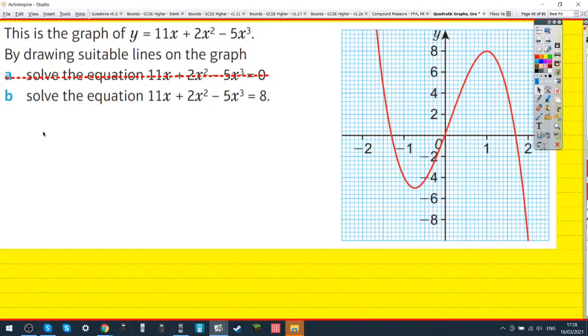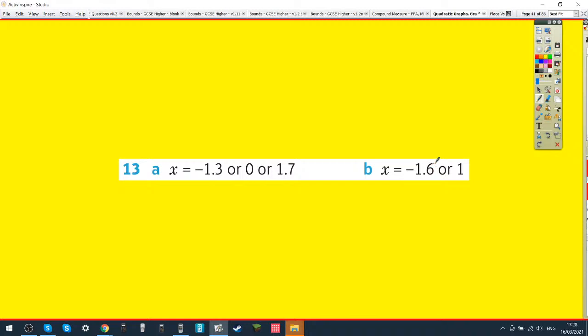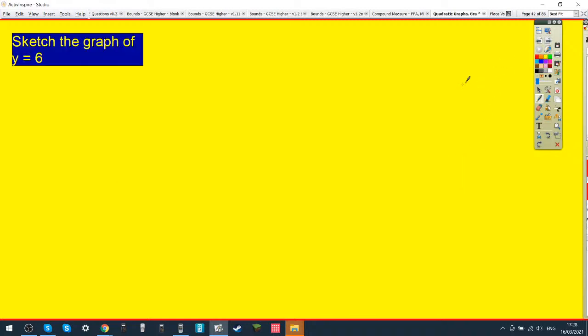Okay. Equal to 8, there is 1 and minus 1.6. 1 and minus 1.6, that's good. So x equals minus 1.6 or x equals 1. Yeah, instead of getting 3 answers, we only got two because it's right at the top. Minus 1.6 or 1, that's great.